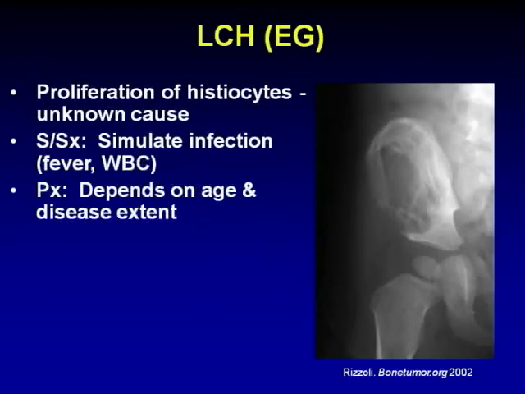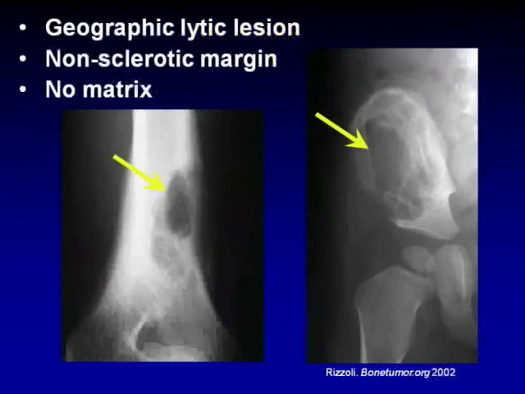What about Langerhans cell histiocytosis? Of course, that's a proliferation of histiocytes, unknown cause, that clinically may simulate infection. The prognosis for any given patient depends typically on the age when they present and the disease extent or burden. The typical features are a geographic lytic lesion with a non-sclerotic margin and no matrix. Here is another example of EG or LCH.